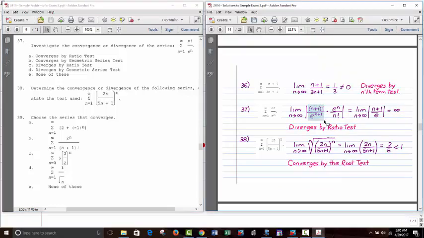You have n plus 1 factorial over e to the n plus 1. Multiply it by the reciprocal of the original. You'll get e on bottom, you'll get n plus 1 on top, and that's going to go to infinity. So you have diverges by the ratio test.